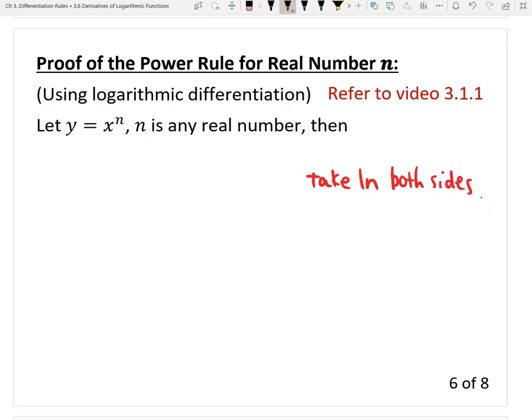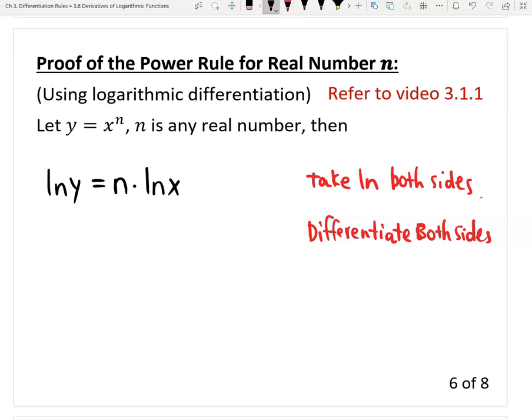And then see what do we get. So I will use this. I will get the left is ln of y. The right, with the power rule of logarithm, I can take down the power. Okay, so this time it is n times ln of x. Okay, now it is the implicit equation. And then what do we need to do? Take a derivative to both sides, or differentiate both sides.